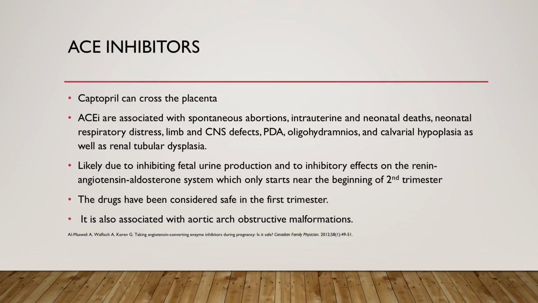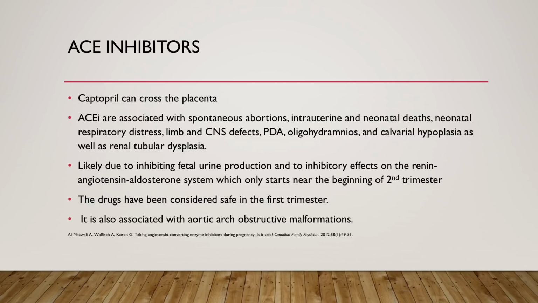ACE inhibitors are the next teratogen. So ACE inhibitors are commonly used for blood pressure control. Captopril is one example. Captopril can cross the placenta. So ACE inhibitors are associated with spontaneous abortions, intrauterine and neonatal deaths, and neonatal respiratory distress. Limb and central nervous system defects can be seen, as well as heart defects, including patent ductus arteriosus, oligohydramnios, which means low fluid around the fetus, and renal tubular dysplasia.